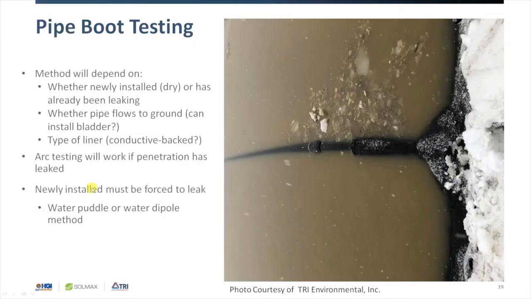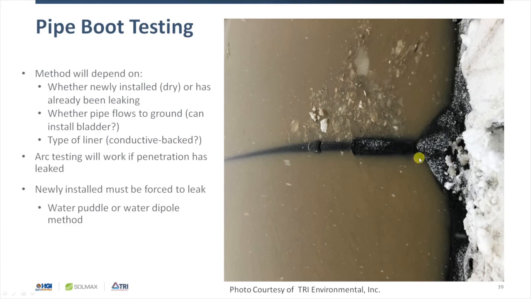So testing the plastic pipe boots can be tricky. It depends on whether the pipe boot is newly installed or dry before the test, or whether it's been leaking. If it's been leaking and there's a wet path to ground, then arc testing method is going to be really effective. If it hasn't leaked in the past, you want to cause it to leak. So something like a water puddle is okay, but it's best to actually cause hydraulic head across where there could be leaks, like this photo here, where the pipe boot penetration is completely submerged.